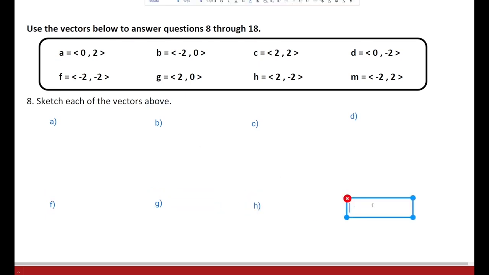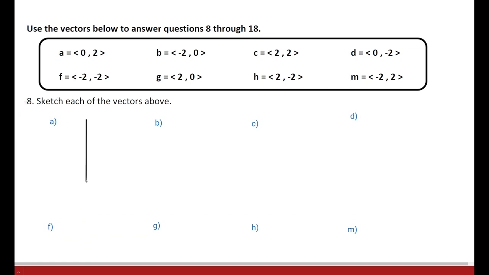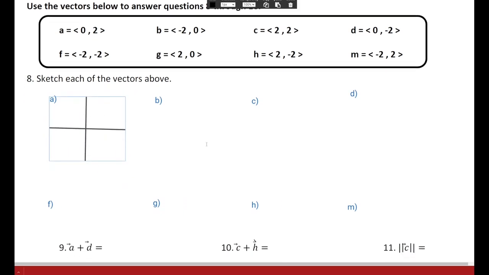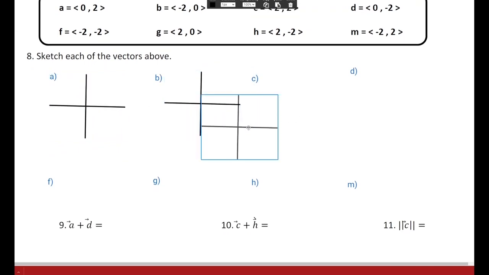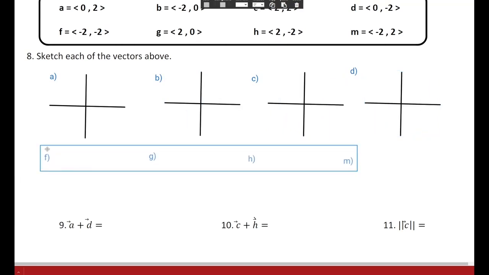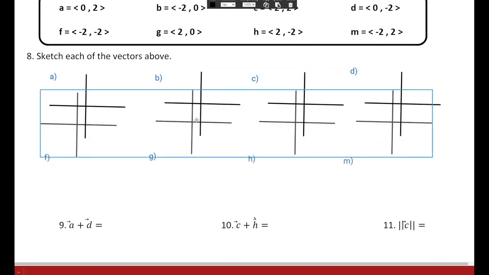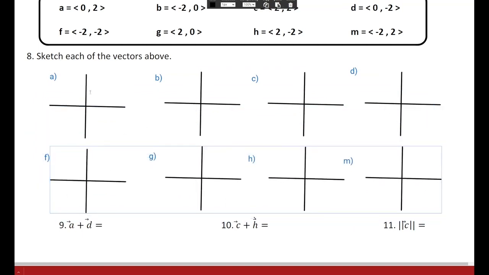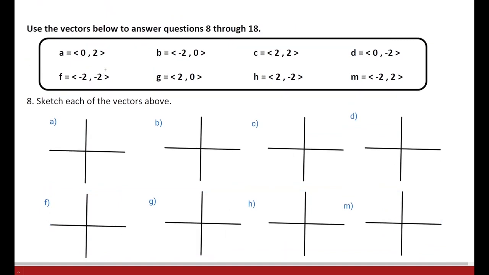These vectors are written in component form, so they don't have the i and the j like you would see in linear combination form. All right, so A is 0, 2. For each one of these, I'm going to throw on a little coordinate, both the x and y axes, and give myself some blank space to work with on all these. Okay, so A is 0, 2.